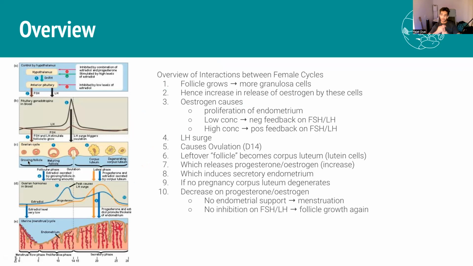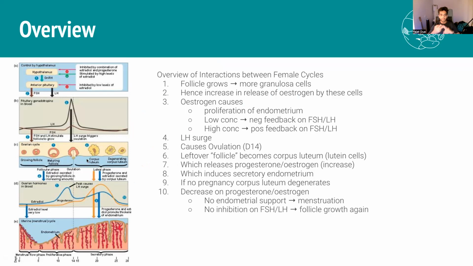You have the ovarian cycle, which is the changes that are happening in the actual follicle within the ovaries. So the development of the ovum from primordial to primary follicle, etc. And then you have ovulation, and then what happens after is with the formation of the corpus luteum and degeneration. So that's the ovarian cycle.